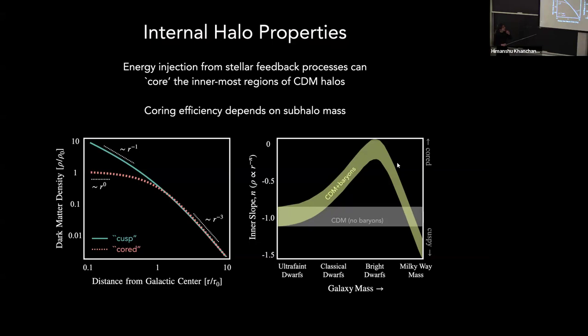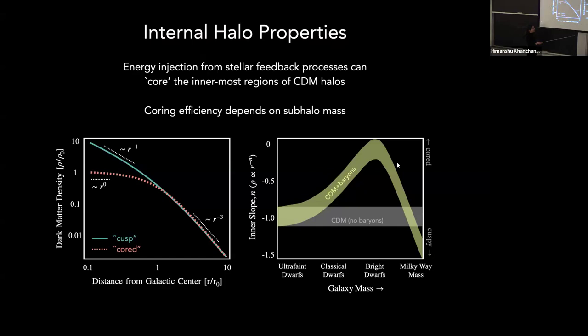So once you start including these effects, like I said, you end up affecting the dark matter distribution. One way to summarize this is in a plot where we look at the inner slope of this profile as a function of galaxy mass. Galaxy mass here is a Milky Way mass system, and here is an ultra faint dwarf, a really, really small dwarf.